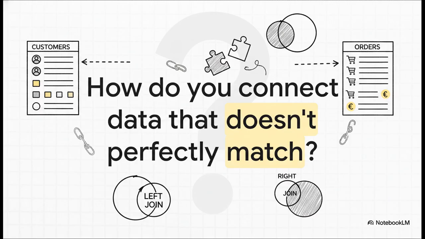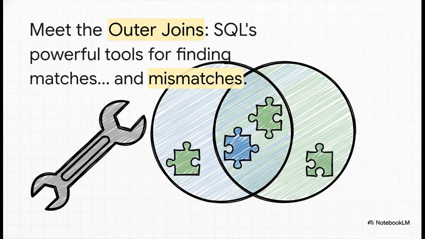So picture this. You've got two lists, right? One is a complete list of all your customers. The other is a list of all recent orders. It's a classic situation, but it brings up a really important question. How do you link them up when you know for a fact that some of your customers haven't actually bought anything yet? And that, my friends, is exactly what outer joins were made for.